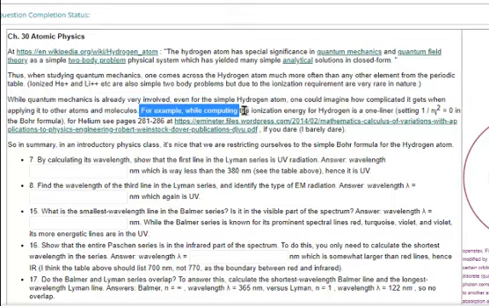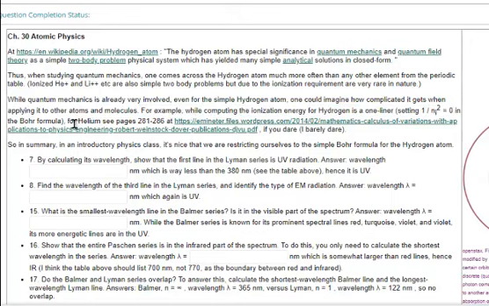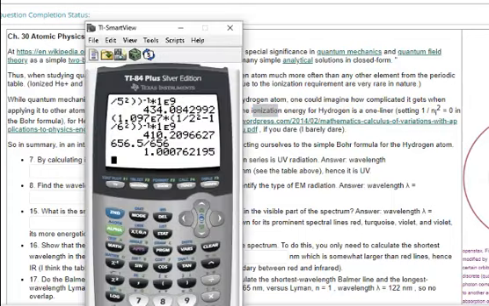For example, while computing the ionization energy for hydrogen is a one-liner, and that is 0 from earlier, it jumps all the way out by absorbing a photon. And so the second fraction is 0. I'll show you that in just a moment. In the Bohr formula, see the helium, and I'll get there to the helium in just a moment. So let me just show you this one here, hydrogen ionization energy.